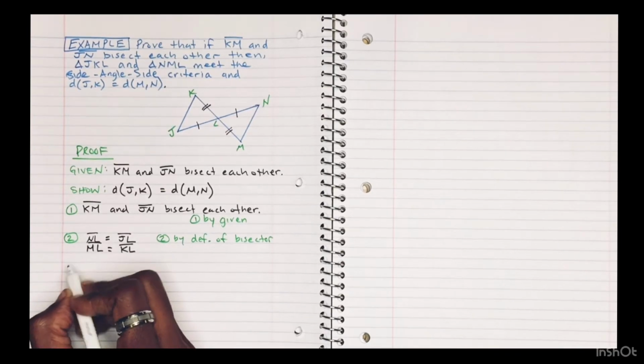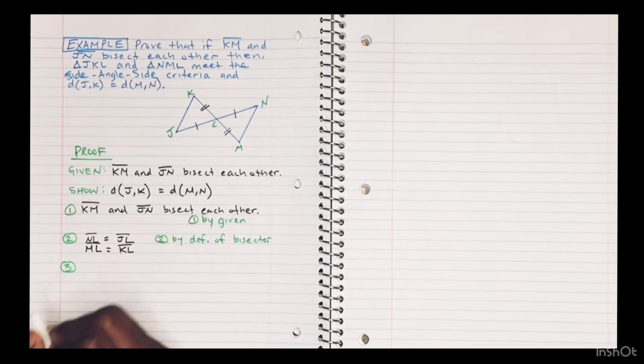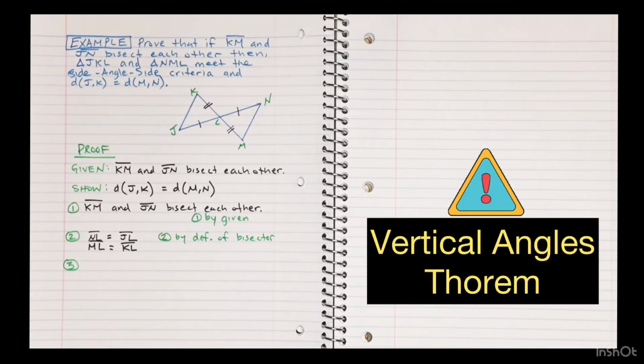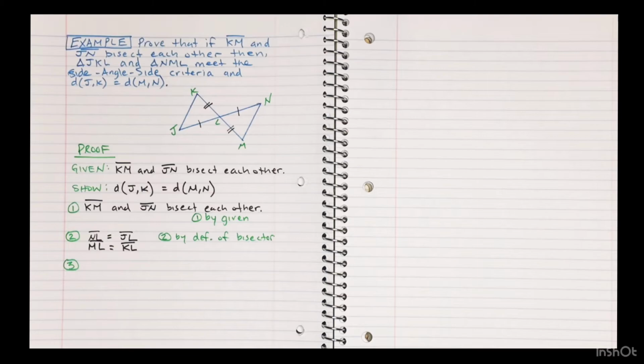Let's move on to step number 3. Now here goes another definition alert, or we could even say theorem alert. And that theorem is the vertical angle theorem. This is what we're getting ready to use. I want you to recognize what's going on here. So the vertical angle theorem says that vertical angles that are opposite of each other and formed by two intersecting straight lines are congruent. So ask yourself, do we have that here?